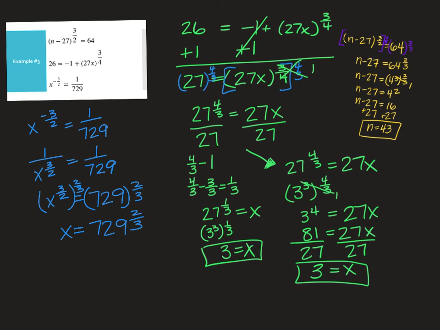And so now we have to figure out what to the 3rd power is going to give us 729, and I believe it's 9 to the 3rd power. So I can rewrite this as 9 to the 3rd to the 2/3. Those will give me 1. So then I have x is equal to 9 squared. So x is equal to 81.